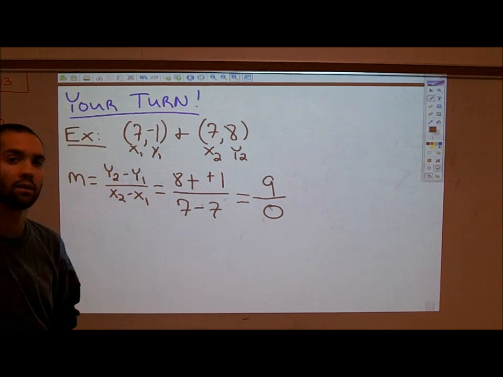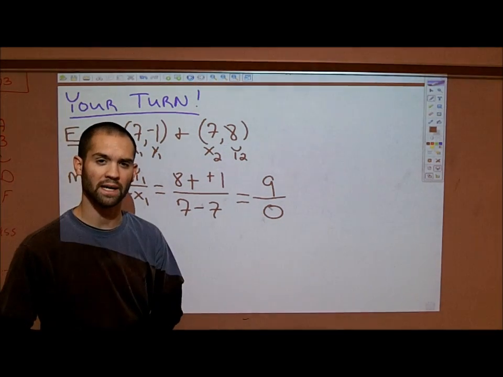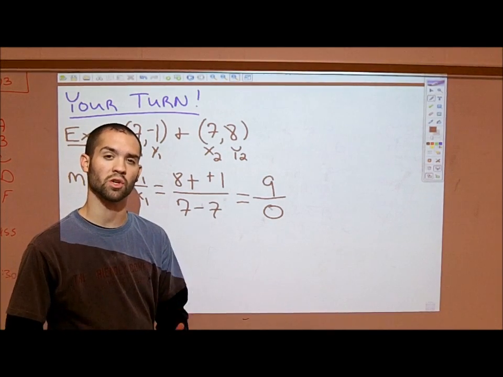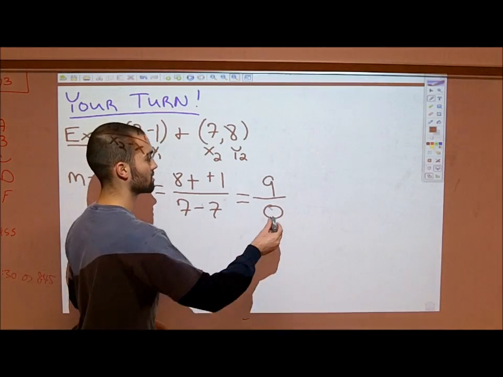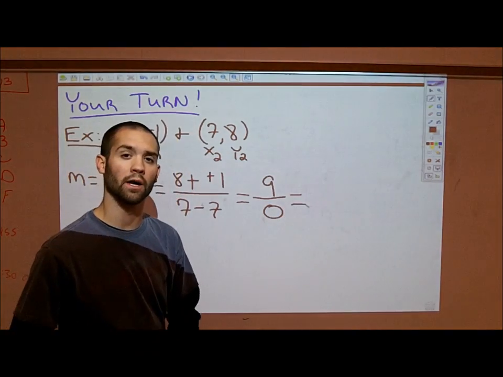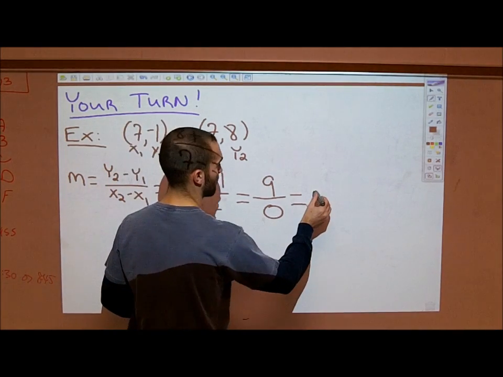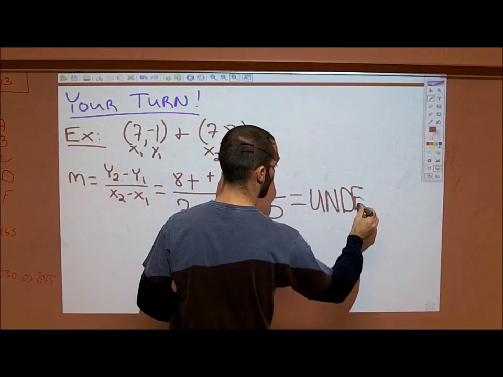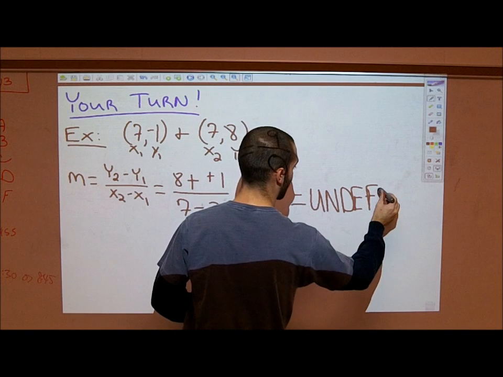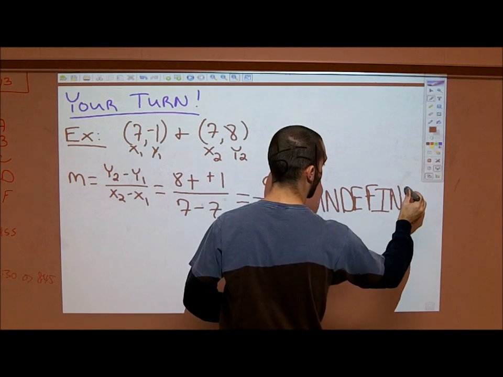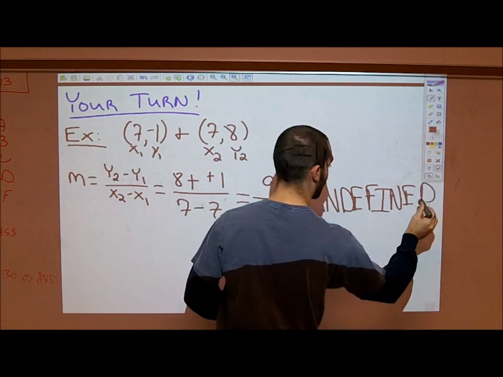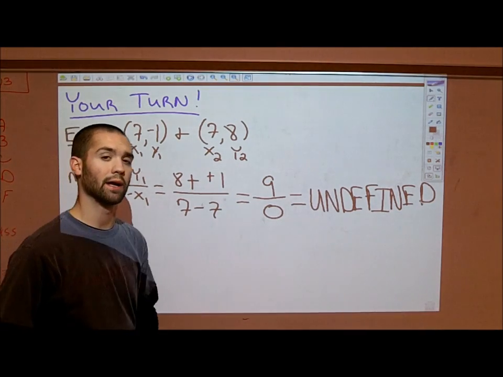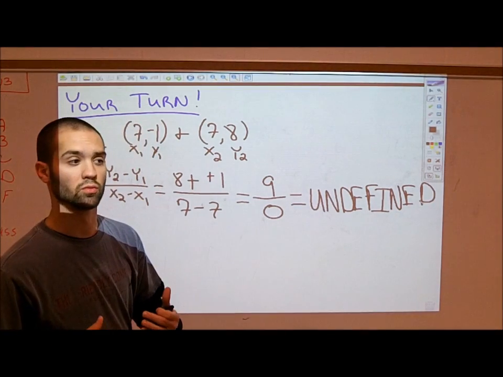Well, hey, can you divide by 0? No, we can't. You can't cut something into 0 pieces. It's impossible. So, this is what we call an undefined slope. Undefined slope, okay? Undefined. Well, again, I told you to kind of compare to a room, okay?